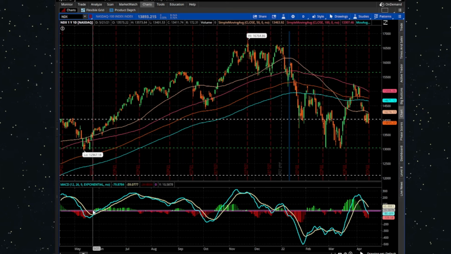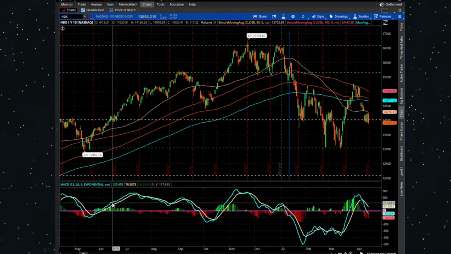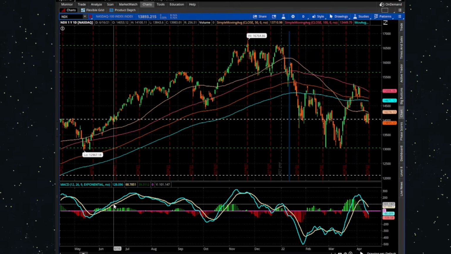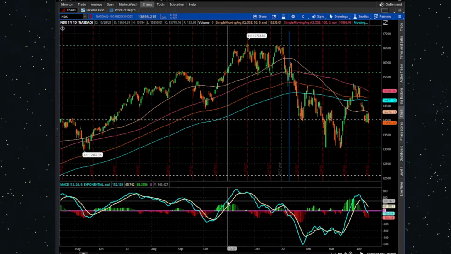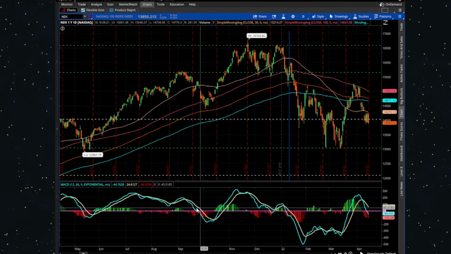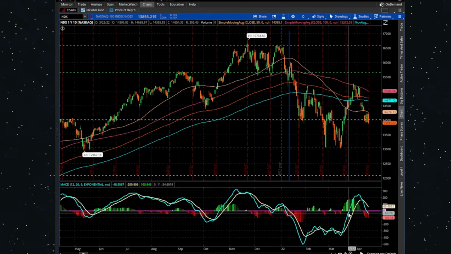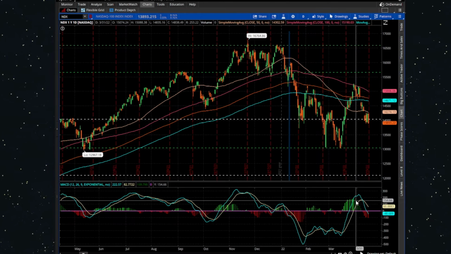And then the histograms are measured by the distance between the MACD line and the signal line. For instance, as you can see here, we have a large distance between the 2 lines, and that's why these bars are much higher than they are over here. And right here, we have a lot of separation, and that's why these bars are even higher.